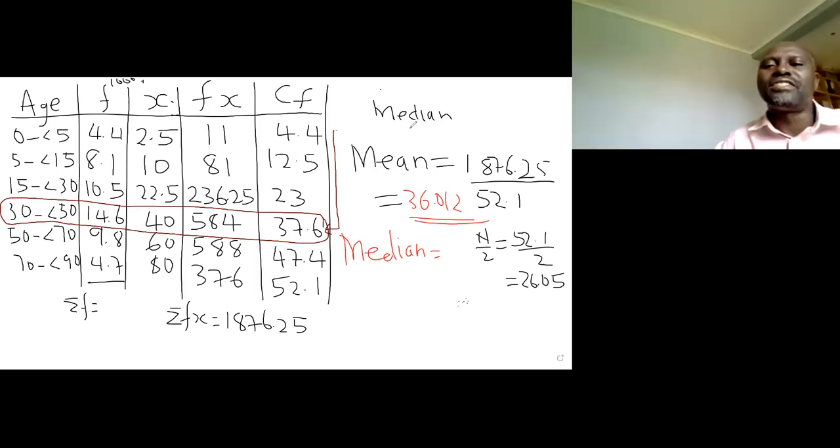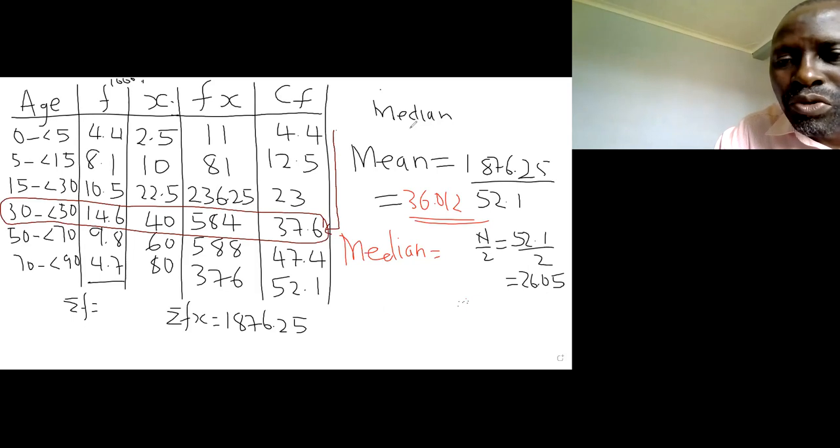Because most of you see 23 is closer. It will be closer, but no, the other one is not far. It contains it, because there are 14.6 members here, and you add 23 plus the 14 to get this. So the 26 is part of this. That's a very, very important point you need to note. So I've got my class.